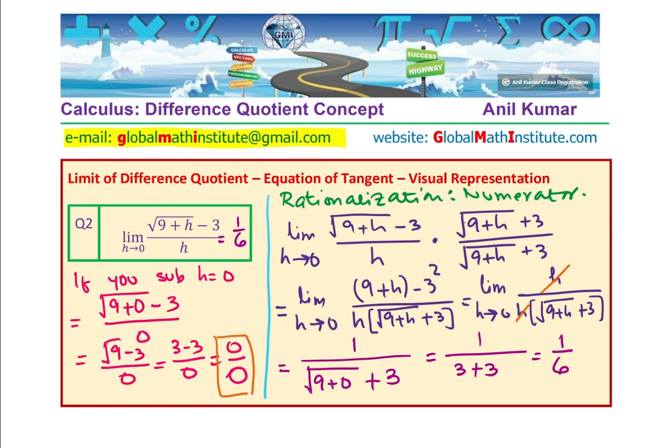So we have found the limit of the difference quotient. Now we need to find the equation of the tangent line. Perfect. The limit gives you what? It gives you the gradient, the slope at a given point. And what is the point here? The point is x equals 9, right?